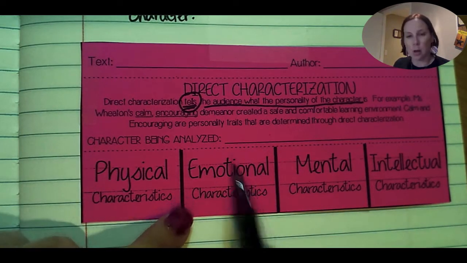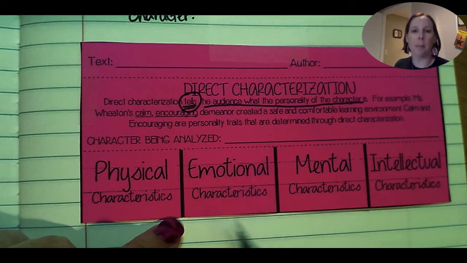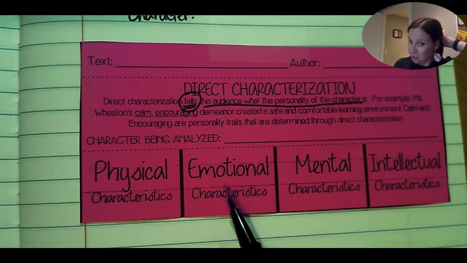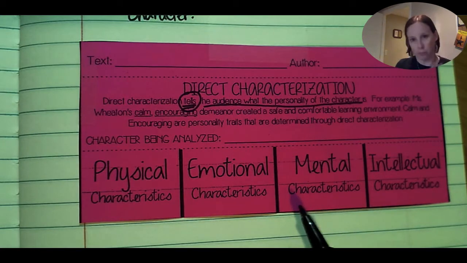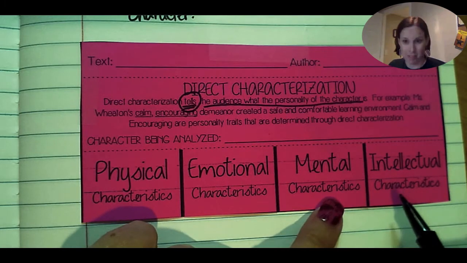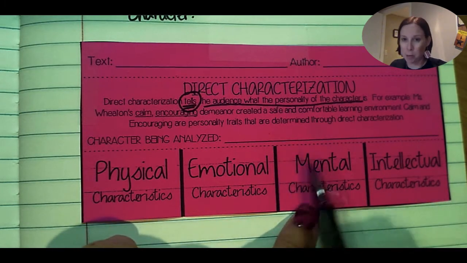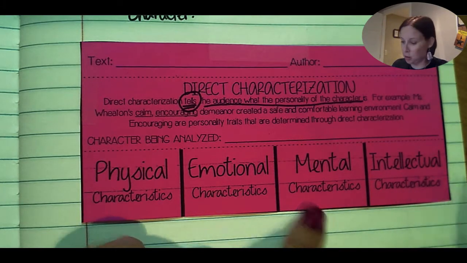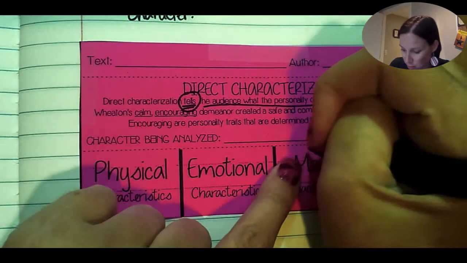Okay. So this is more emotions. And a lot of times this will be told to us. Some parts of emotions are told to us. Okay. Next one is mental characteristics. Okay. Mental and intellectual. Intellectual is how smart. Mental is how you think. Smart. And these are thoughts.